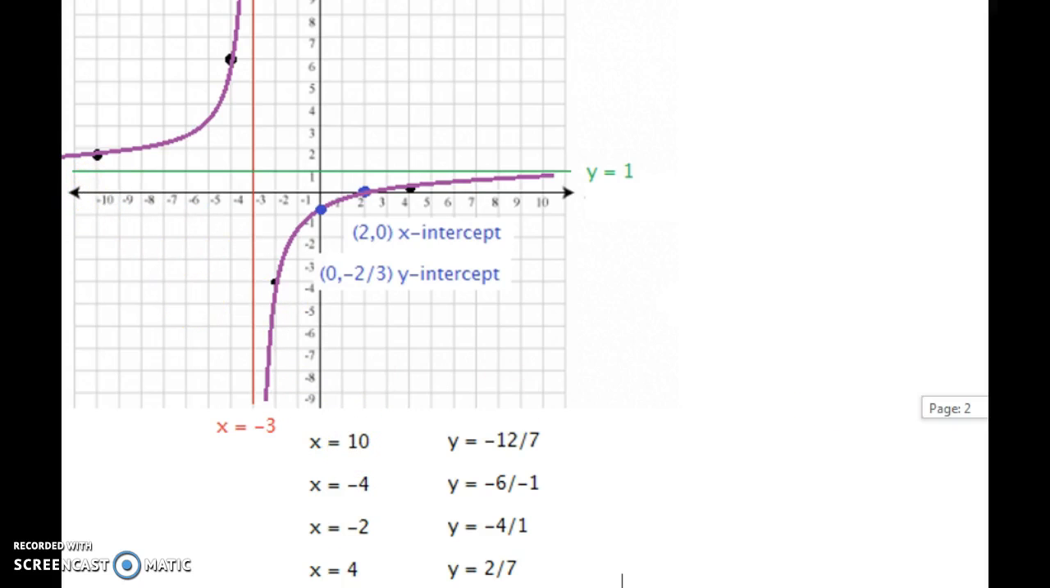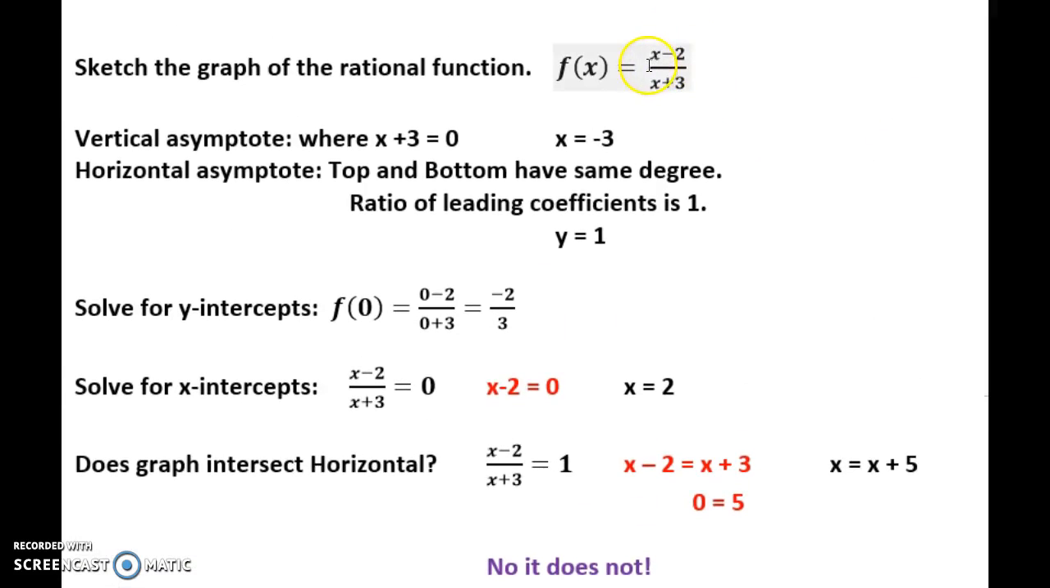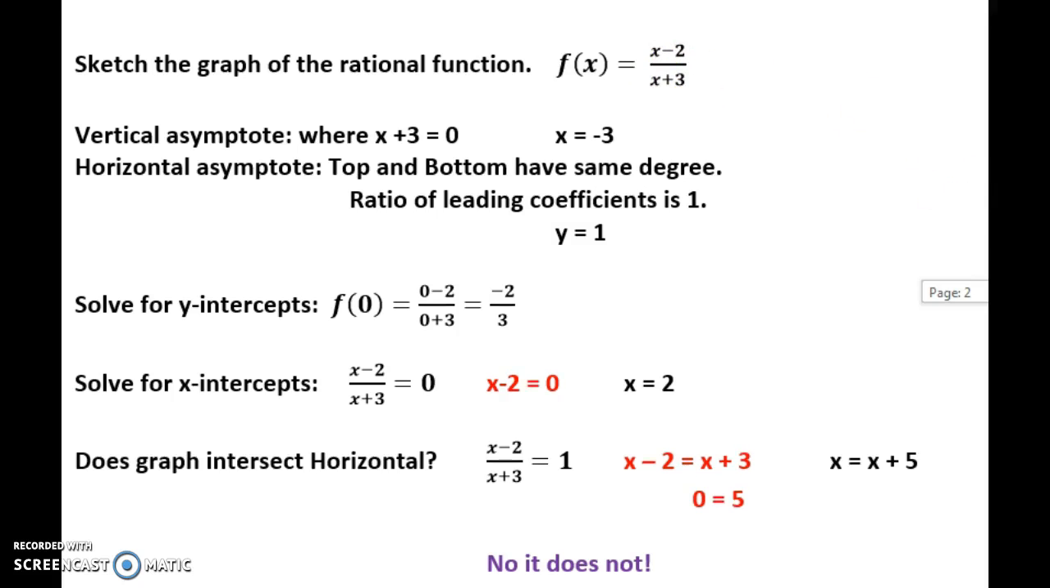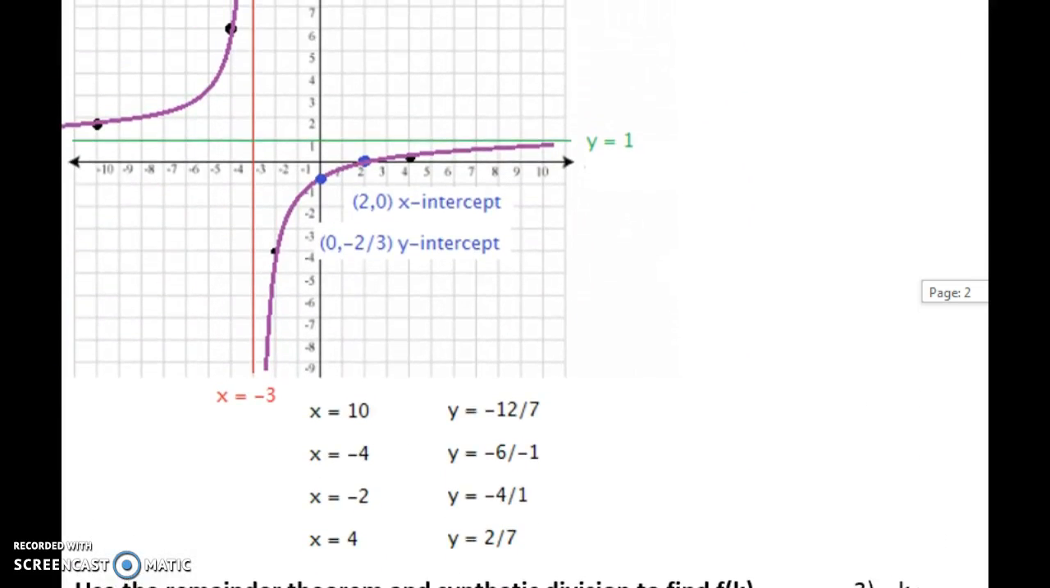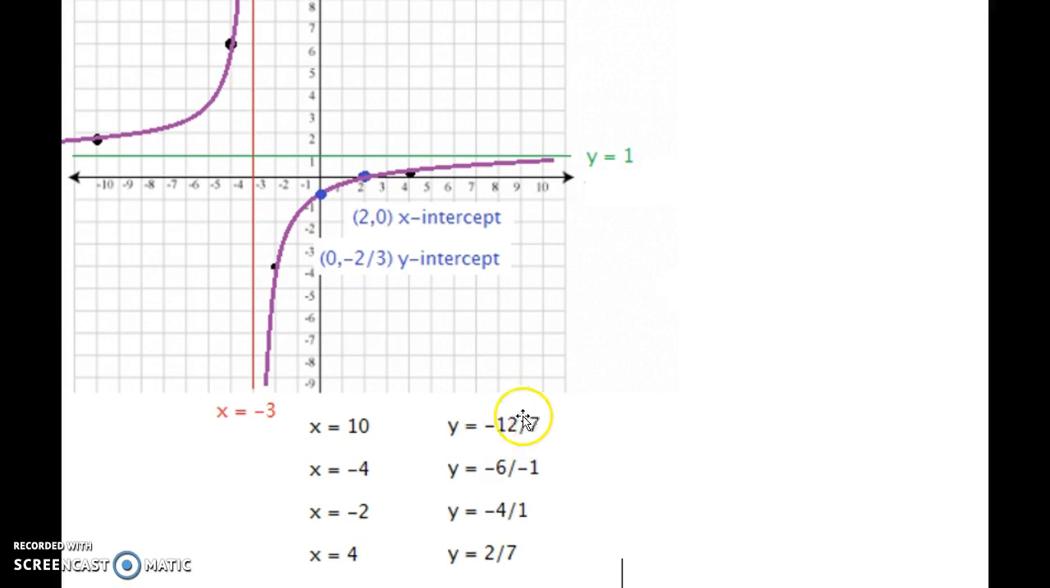You plug that into the function. Just plug it in. -10 minus 2, -12. -10 plus 3, -7. So you get that value, which is close to 1.5. It's a little bit bigger than 1. So I plotted a point there, and then picked another point in that region, -4, and when you plug that in, you get a positive 6. And then you get the shape of that graph. By those 2 points, you can see how the curve's going to look.